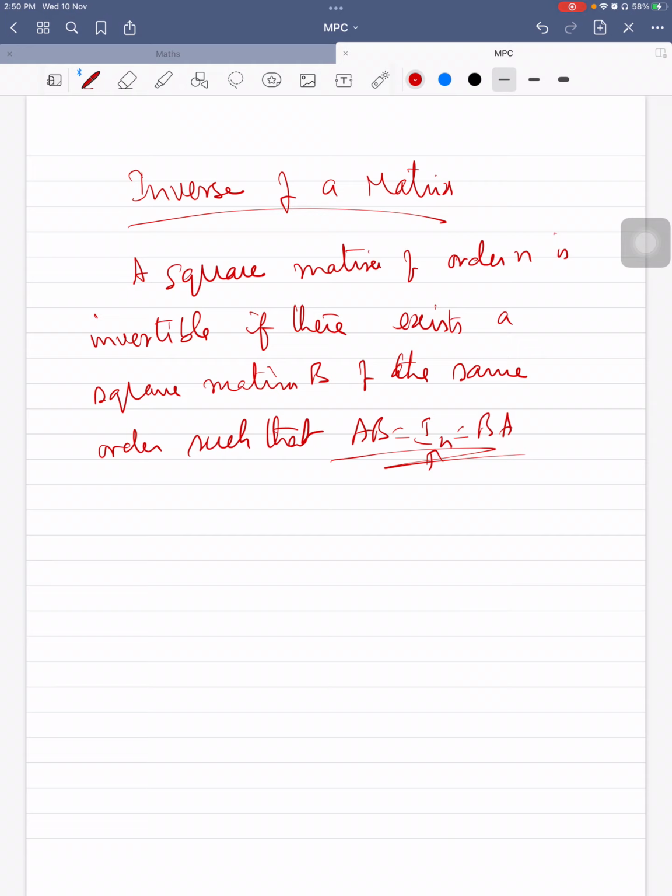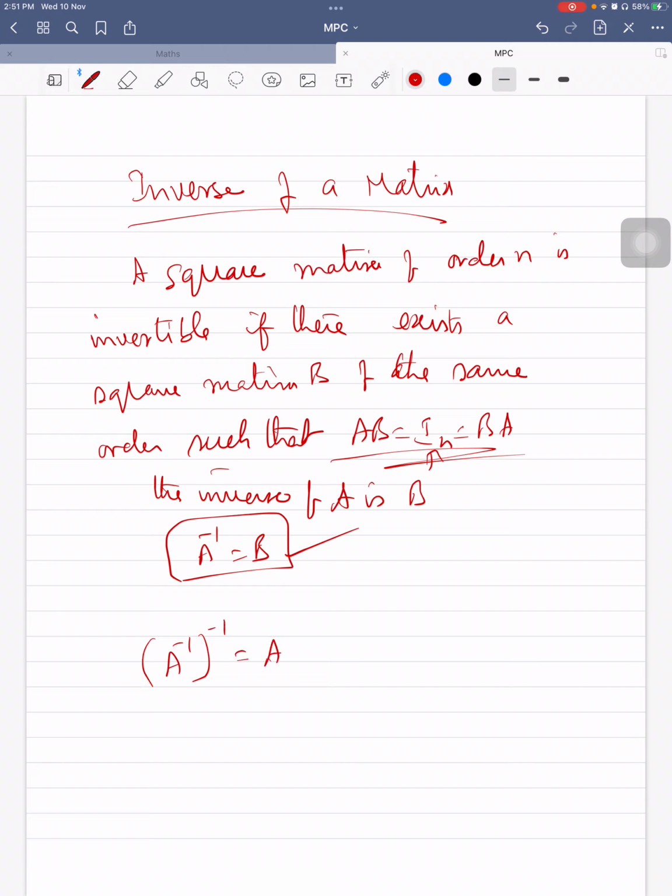So we can say that the inverse of A is B, that is A inverse is B. A inverse whole inverse is A, because A into A inverse is I, that is A inverse A. That is A is the inverse of A inverse, that is A inverse whole inverse.